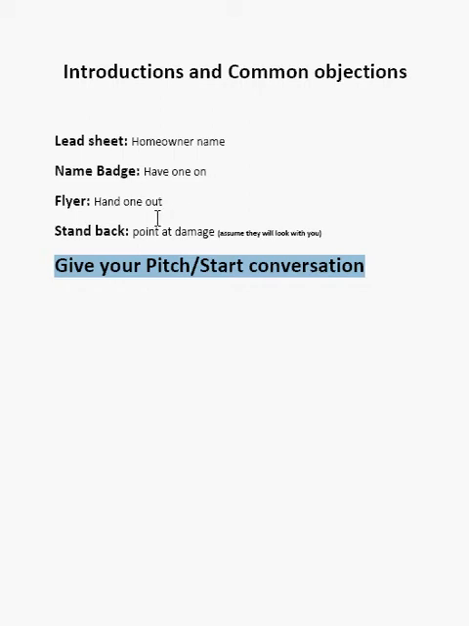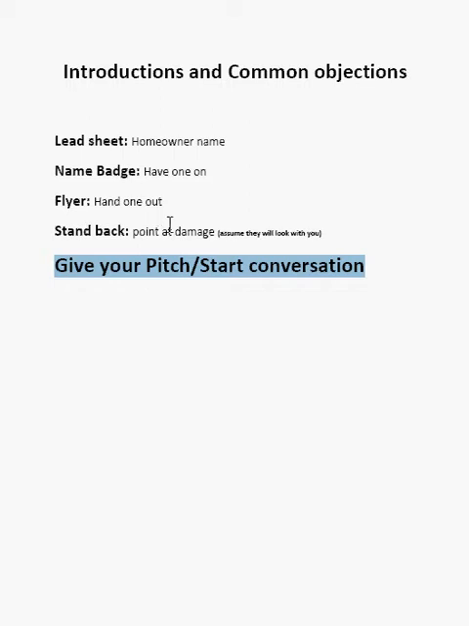Second thing is you're going to want to hand them a flyer. Give them something to look at while you're talking to them. That's their safety line. That allows them to pay attention to that flyer and not you. It's going to give you time to get your pitch out and allow them to make an educated decision on whether they want to listen to you or not.